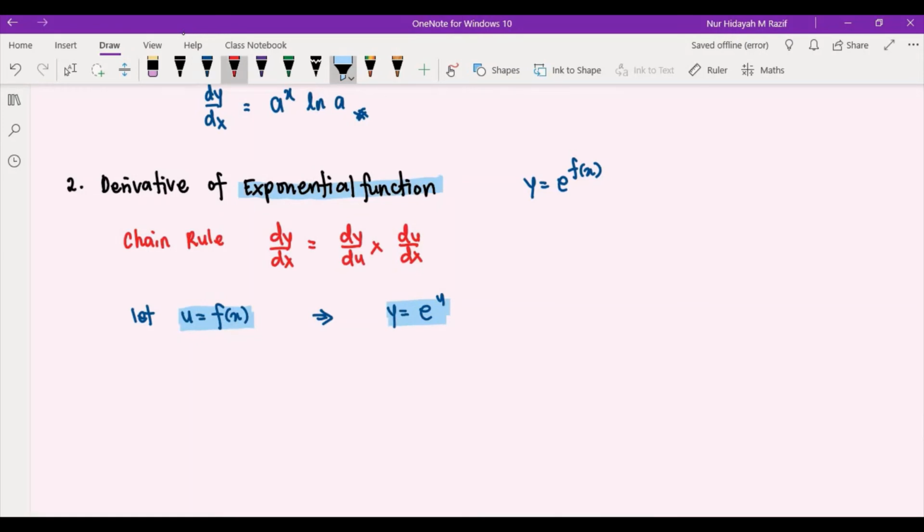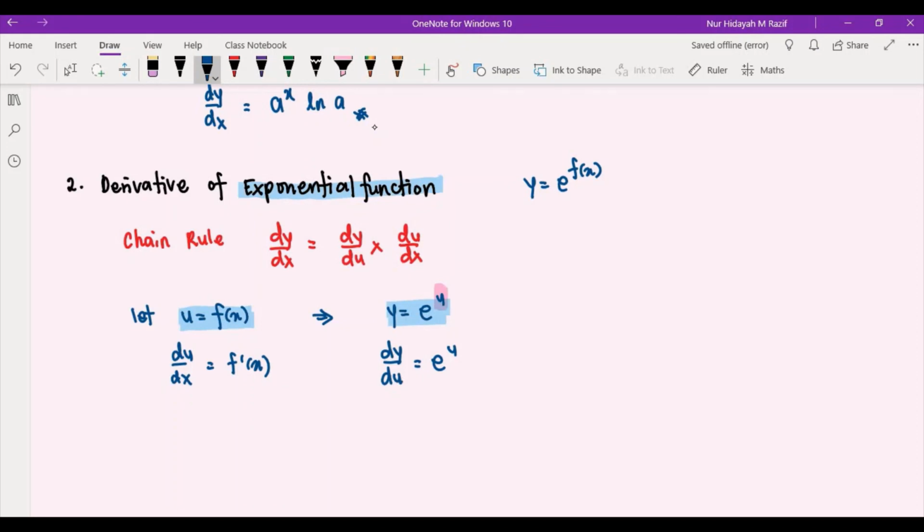So what we can do now is I'm going to find the derivative of both of those. Differentiating u with respect to x will give me f prime x, and for y, I can't differentiate with respect to x because my function y is in terms of u. So I'm going to differentiate that with respect to u, giving me still e to the power of u multiplied by ln e, which is just 1.